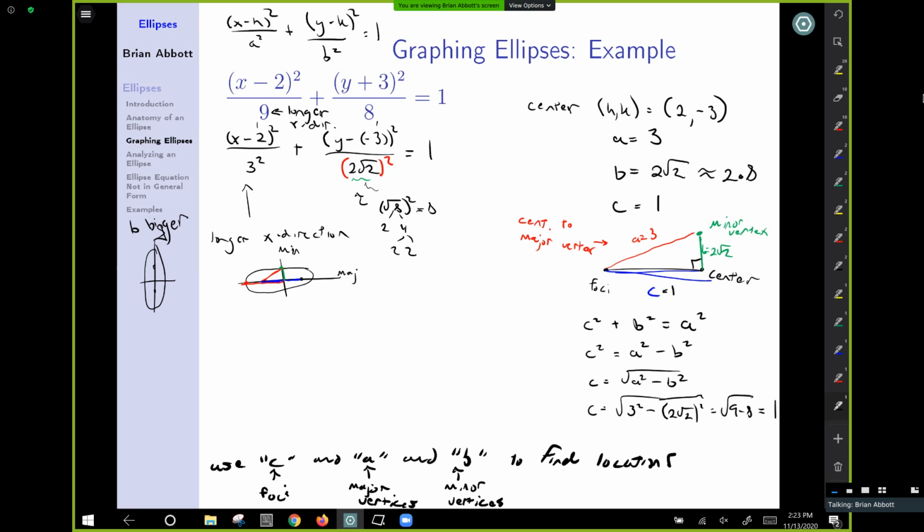So what we're going to do is what it says at the bottom. We're going to use our C value, our A value, and our B value to find the key points on our ellipse. C will help us find the foci, the distance from the center to the focus. A is the distance from the center to the major vertex, so we'll be able to find those. And then B being the distance from the center to the minor vertex, so we'll be able to find those as well. Ready, steady, go.